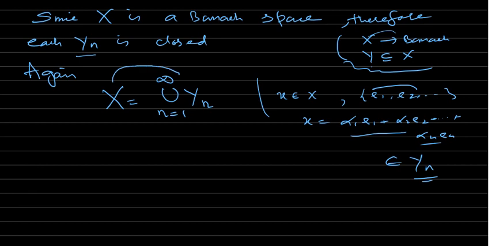Now we can apply the Baire category theorem, which states that a complete metric space cannot be written as a countable union of nowhere dense sets. Here X is complete, so it cannot be written as a countable union of nowhere dense sets. But here it is a countable union of these sets Yn, so that means these Yn cannot all be nowhere dense.